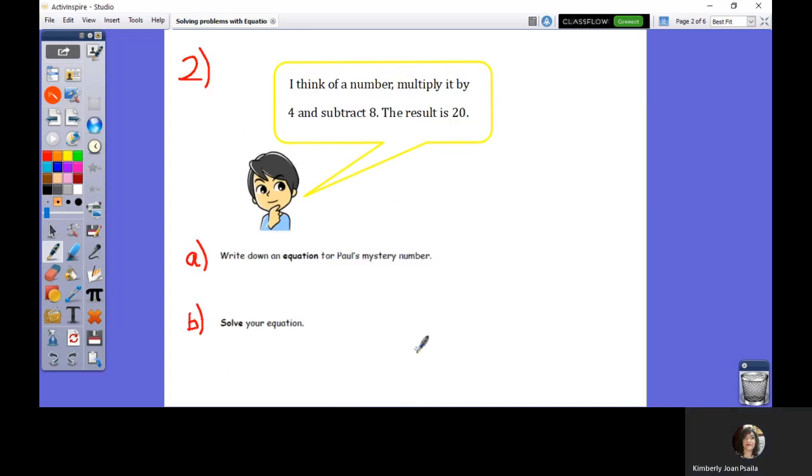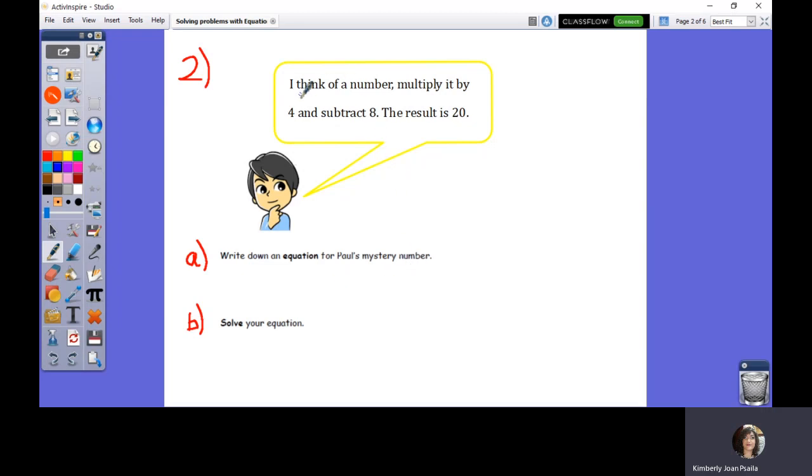Problem 2. Okay, we have a mystery question. I think of a number, multiply it by 4 and subtract 8. The result is 20. Okay, so when you see these type of questions, please write everything step by step so that you don't miss any of the operations. So here he is saying write down an equation for Paul's mystery number.